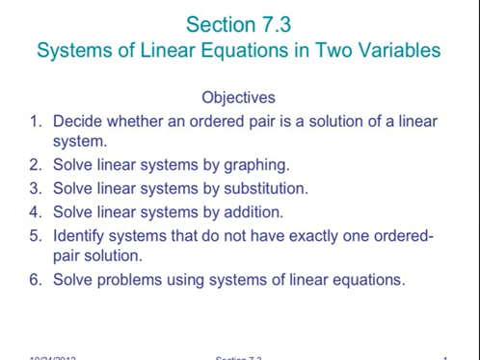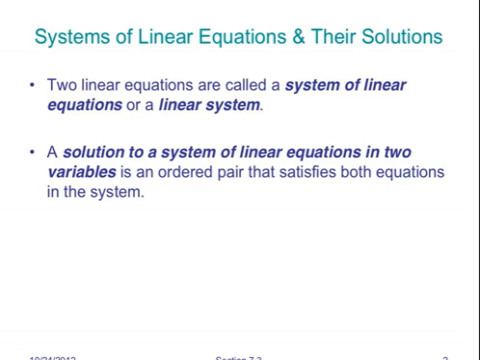Okay, this is section 7.3, systems of linear equations in two variables. Two linear equations are called a system of linear equations, or a linear system. It is possible to have more than two equations that are also called a system, but I'm only going to make you do two equations.